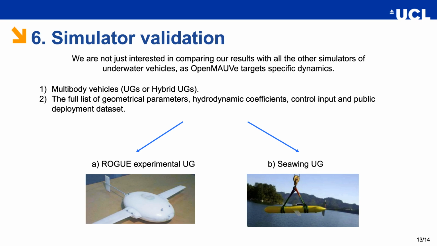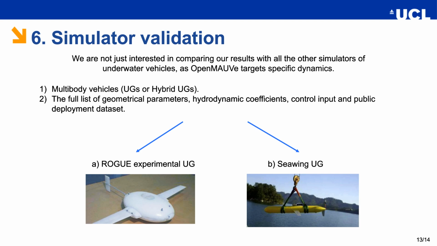In other words, we are less interested in comparing the results with other AUV or ROV simulators, but we are rather interested in simulating complex vehicles such as underwater gliders or hybrid underwater gliders, which have these internal moving components. Naturally, the list of such complex vehicles shrinks pretty quickly.